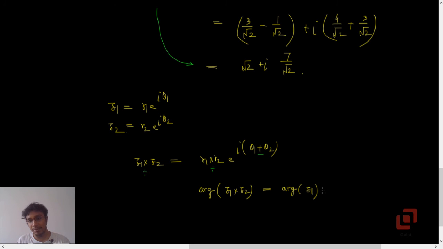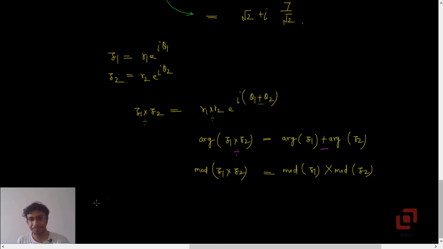So the two new results that we now got are argument of z1 into z2 is argument of z1 plus argument of z2, very similar to logarithms, and argument of z1 upon z2 or z1 by z2 is arg z1 minus arg z2. But for modulus, this is like numbers, mod z1 into mod z2 and mod of z1 by z2 is equal to mod of z1 by mod of z2.